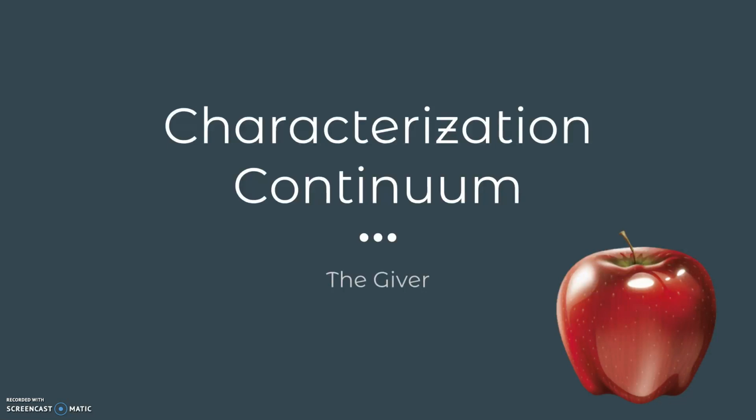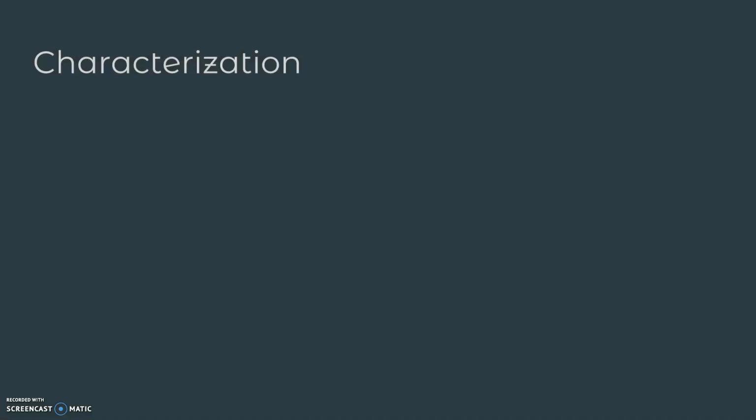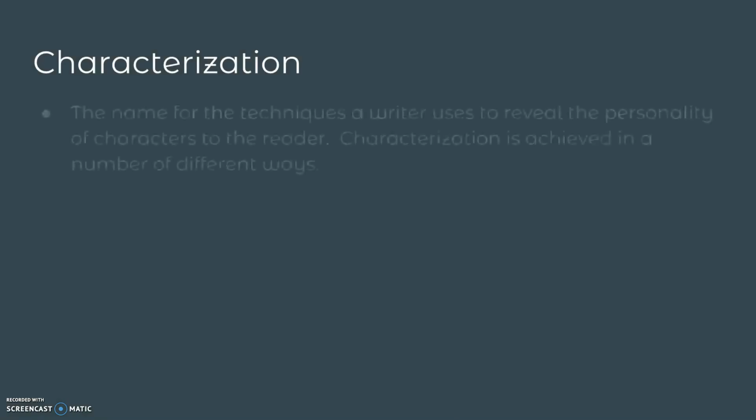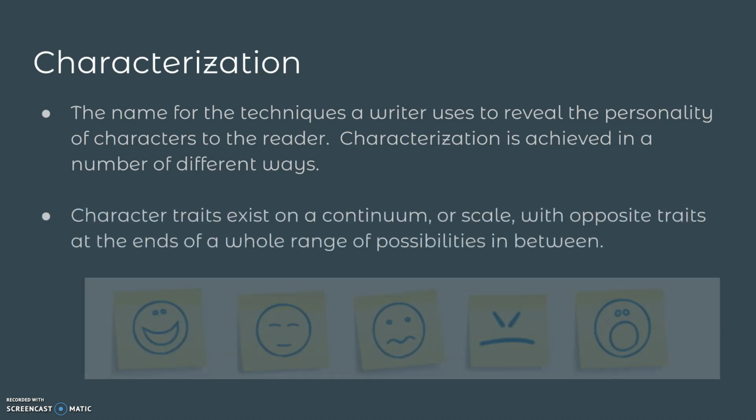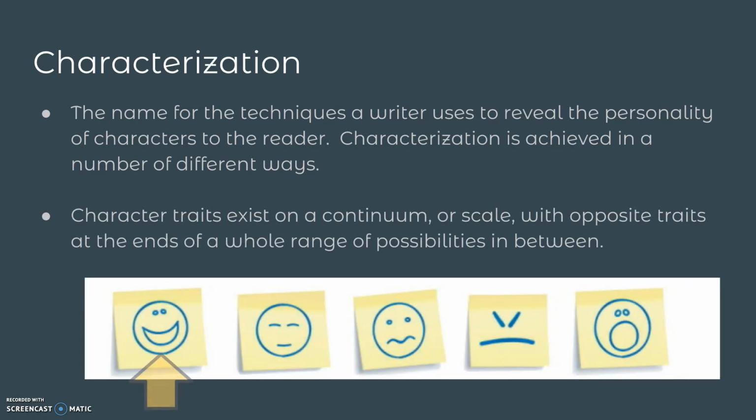In this video, we're going to look at character traits and how they exist on a continuum. To review, characterization is the name for the techniques a writer uses to reveal the personality of characters to the reader. Characterization is achieved in a number of different ways. Character traits exist on a continuum, or a scale, with opposite traits at the end and a whole range of possibilities in between.